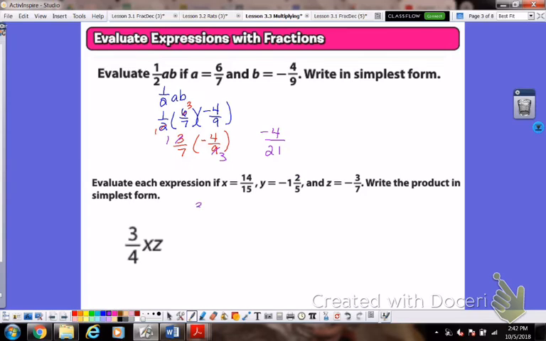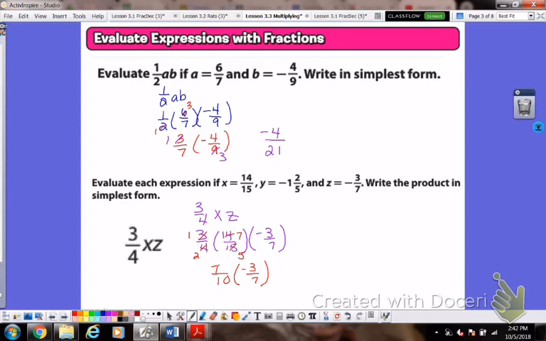Okay, same idea here. 3/4 xz, so 3/4. Show our substitution. X is 14/15. Z is -3/7. Again, move that negative into the numerator. All right, if I start reducing, 3 and 15, so that reduces to 1 and 5. 4 and 14, both divisible by 2, so 2 and 7. 1 times 7 gives me 7. 2 times 5 is 10. Times -3/7.